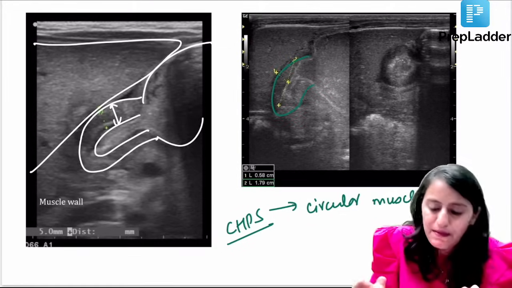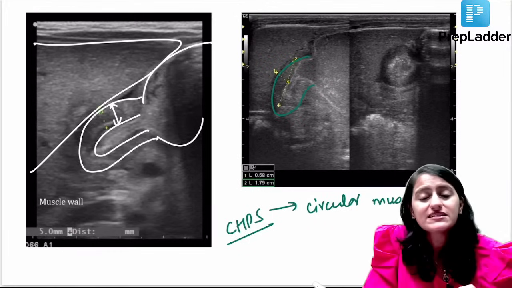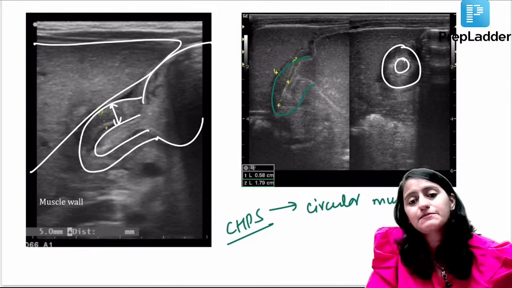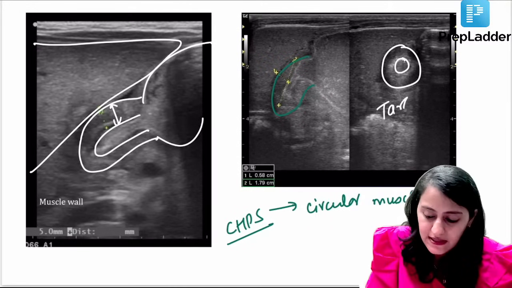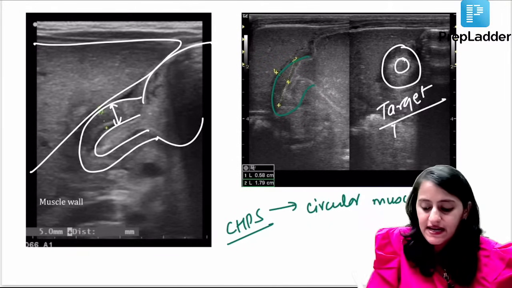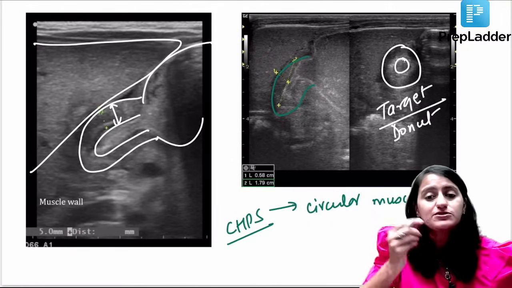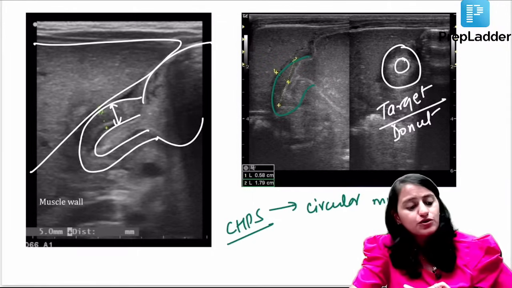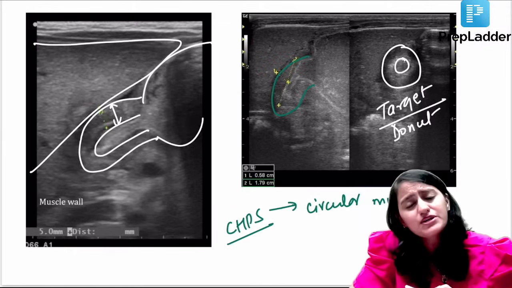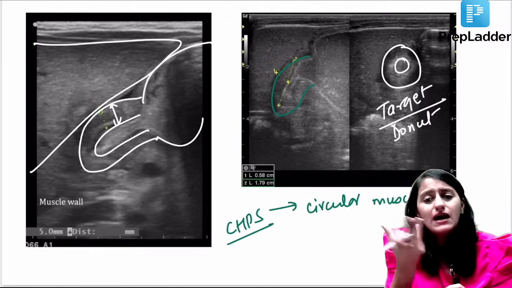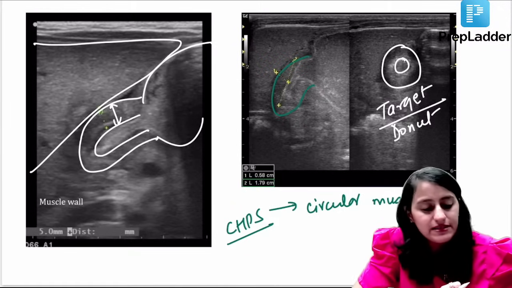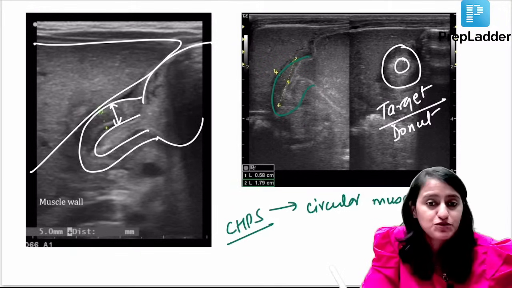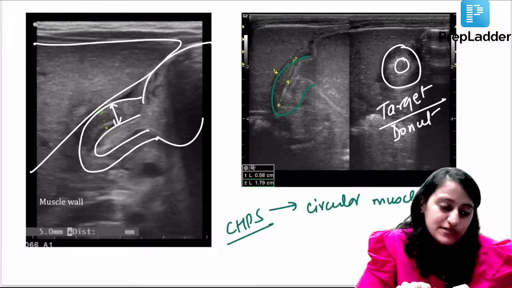Okay, so this is the pylorus here. What sign does it give? You look at the cross section. The stenosis and the hypertrophy, inner circle, outer circle, it gives the target sign or the donut sign, right? Where else do you have a target or donut sign? Which other condition? Inner bowel, outer bowel. So bowel within bowel, that is intussusception. So target sign is also seen in intussusception.